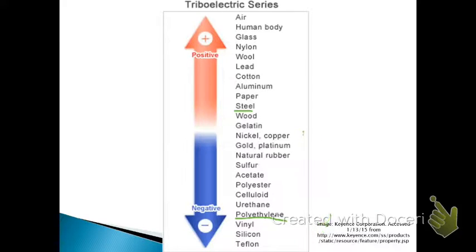But if I, for example, rub my steel rod against, let's say, a lead sheet for some reason or other, steel is farther on the negative side, so it's more likely going to become negatively charged and take those electrons, whereas lead will be more likely to give up those electrons. So that's how you can read this chart and figure out what's more likely to become positively charged and what's more likely to become negatively charged.